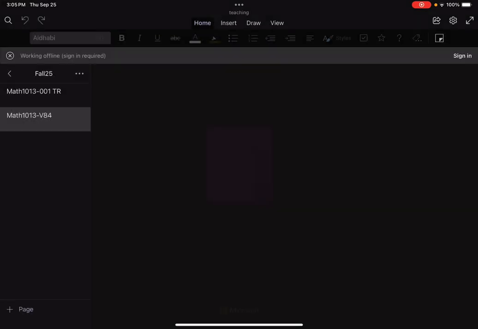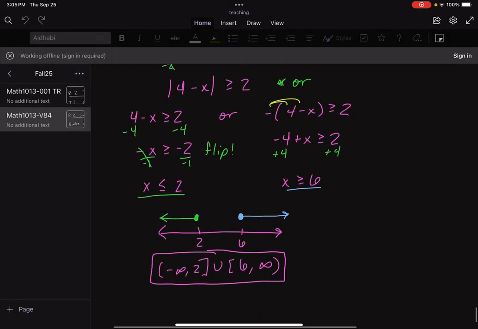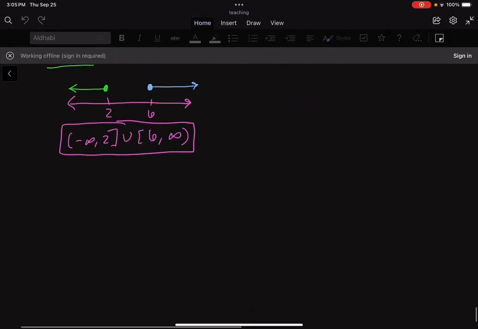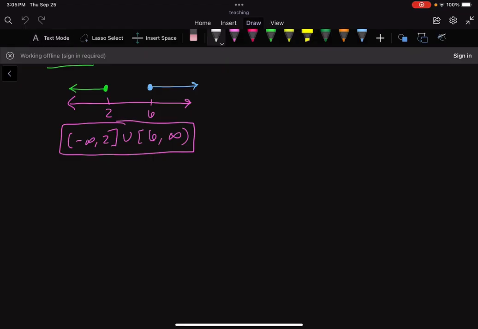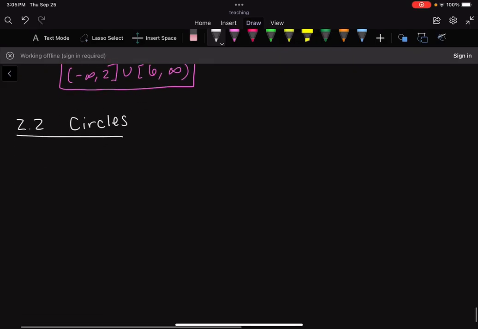We are finally starting chapter 2. So let me write our section. We're starting in 2.2, which is circles. Now some of what we'll do today does kind of cover 2.1 a little bit, but it all comes together, so we just start in 2.2.